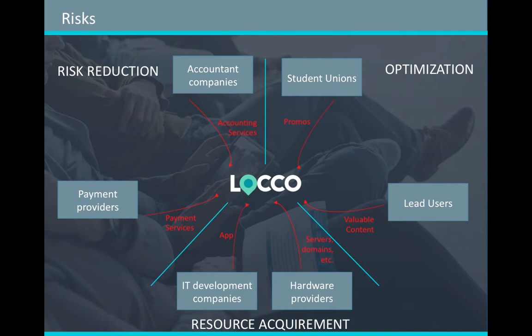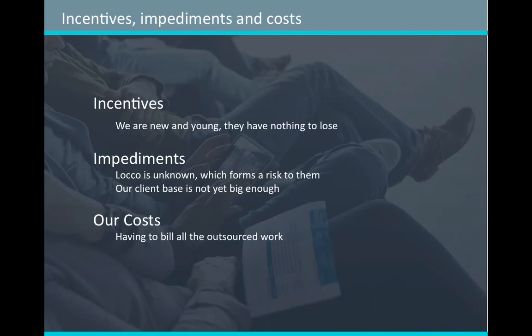So when we look at the risks, actually everything that we will get from the possible partners forms a big risk to us, because we are not sure if they actually come up with the thing that we want. Student unions could fail to give us good promotion. Lead users could fail to give us valuable content. And also very important, if the IT development company comes up with a crappy app, we can't use it. So these are huge risks, and we need to take a look at them more closely.